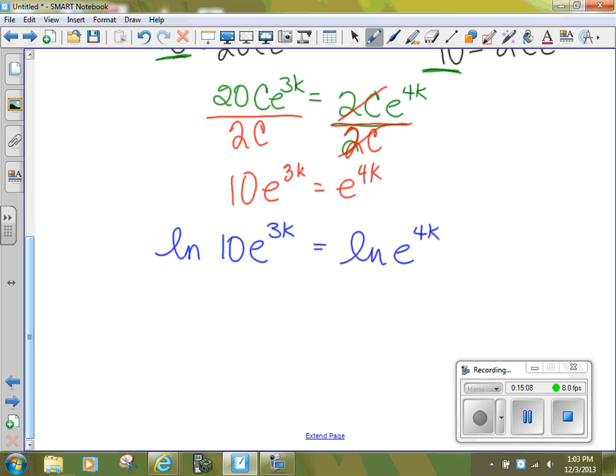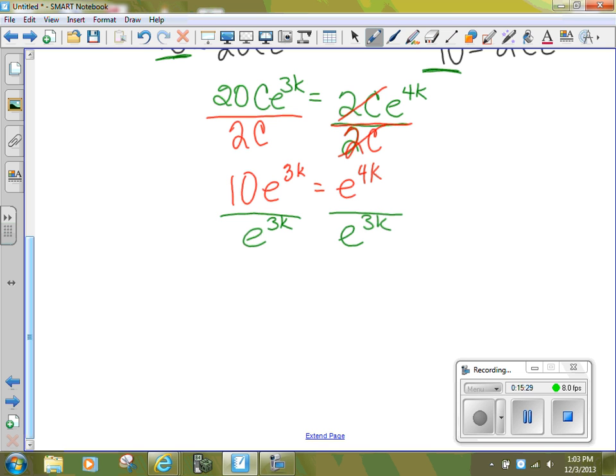And then what? Oh, hold up. Not yet. Can we hold off on that just a second? What did y'all say? Divide by e to the 3k. Why? Yes, you can. And I'm going to get 10 is equal to e to the who? k power. Now it's worked down to where it's smaller and easier.